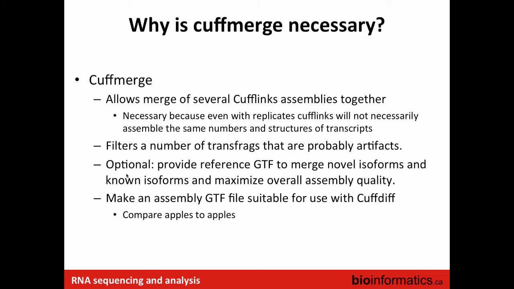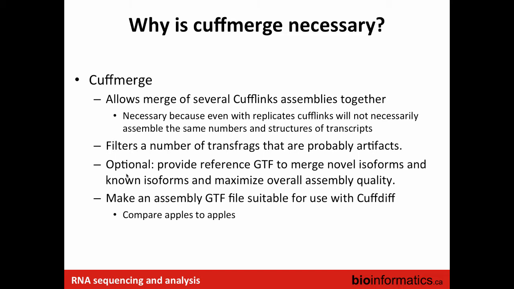We're also going to use a tool called CuffMerge at one point during the workshop. The reason for this is tied up in what we've been discussing, which is Cufflinks' ability to infer transcript structure. It allows you to merge different Cufflinks assemblies together. This is necessary because even with replicates, Cufflinks won't always assemble the same number and structure of transcripts. Even if you took your sample, divided it, sequenced it to great depth and provided it to TopHat and then Cufflinks, it won't come up with exactly the same answer.